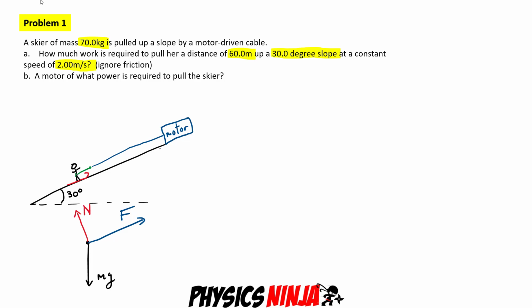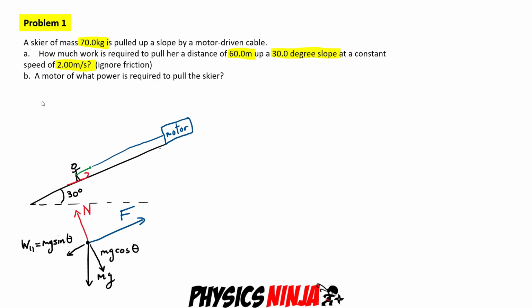Now, whenever you have an object on a slope like this, it's always a good idea to break that weight down into two components. You have a component of the weight that's acting down the slope, and you have a component of the weight that's acting perpendicular to the slope. This one here is mg cosine of theta, and the one acting down the slope is mg sine of theta. That is the weight parallel to the slope.